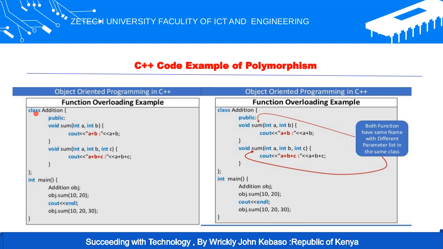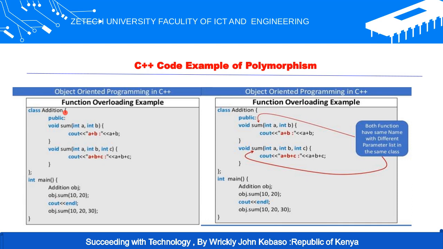We have class addition. Kindly note that I had forgotten I'm supposed to have two very important starting statements in this program: the preprocessor directive #include <iostream>, and also another one that is supposed to be included above here, using namespace std. Just know that they are there. Then immediately I have my class addition. I'm going to use this class for adding values.